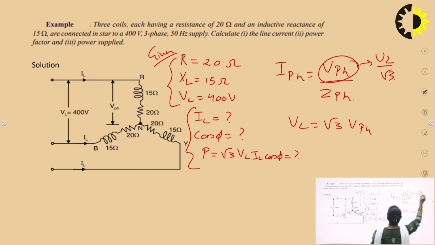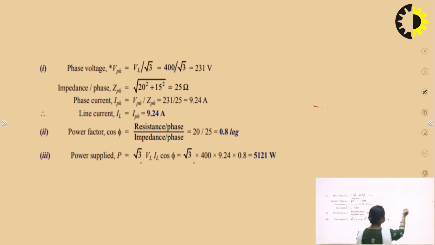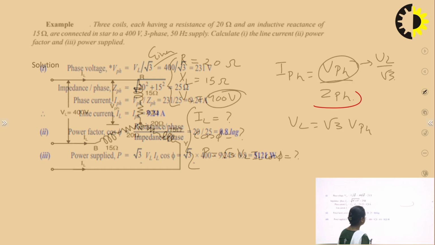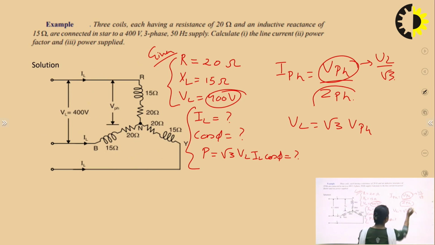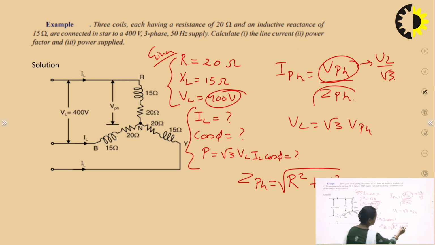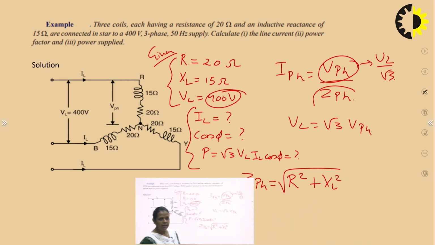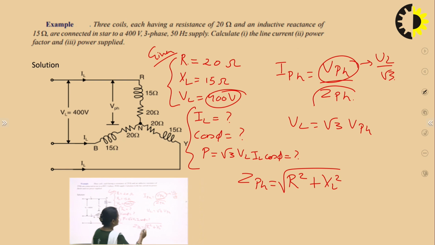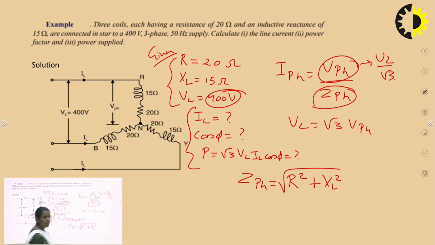And what is VL here? This is 400 volt. So VPH will be 400 by root 3. How will you find this ZPH? This ZPH will be equal to the square root of R square plus XL square, since R and XL are given. This is how you can find the magnitude of ZPH. After putting this value, you can find the value of IPH.